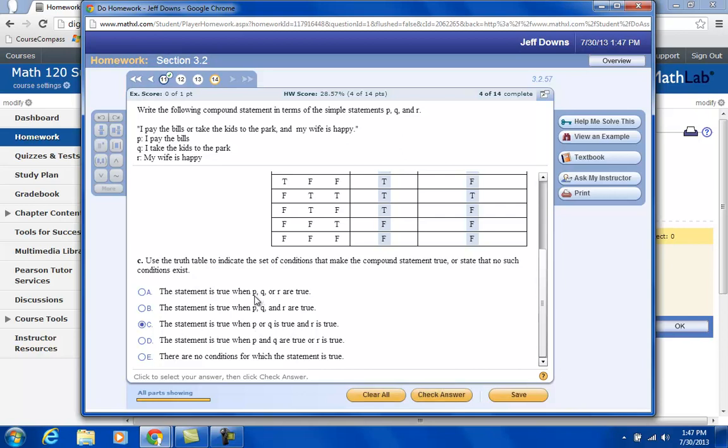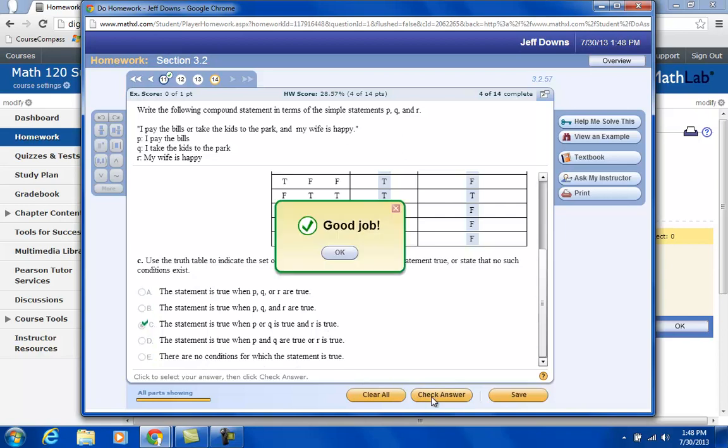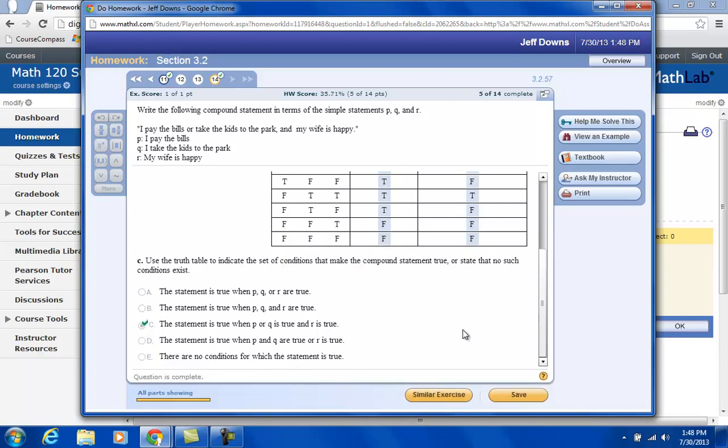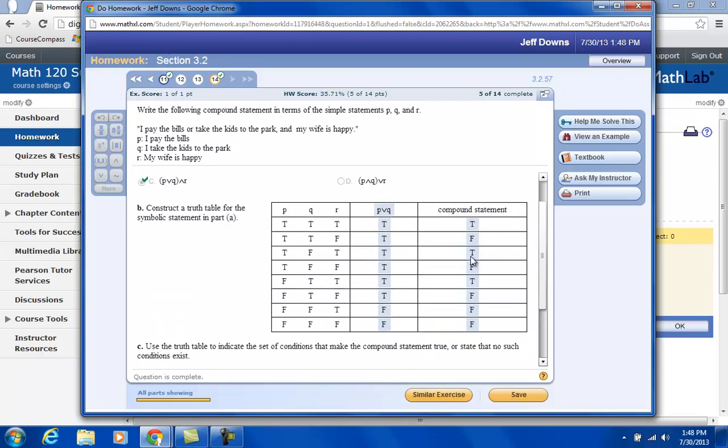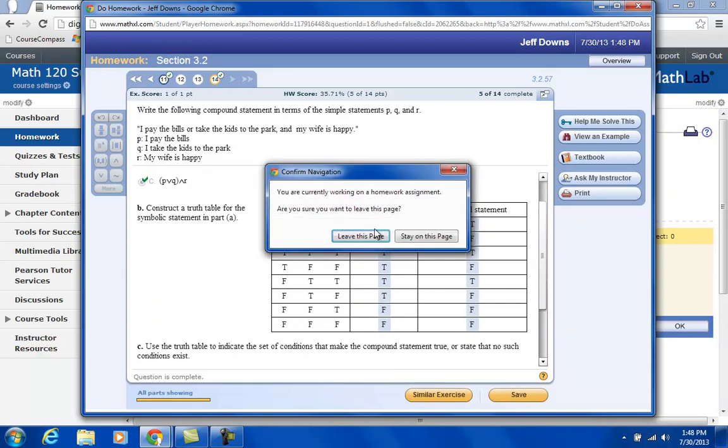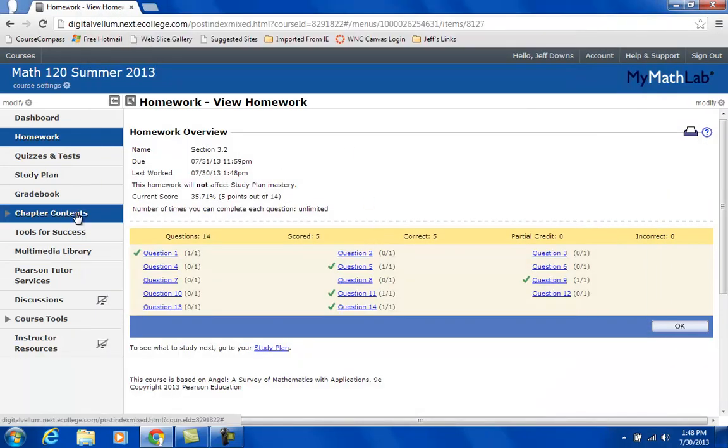See, it's not just when they're all true, because there's a case when P might be false and Q is true, or P is true and Q is false. Oh, this is or. That doesn't work because there are cases when they're both false. This isn't true because one of them can be false. So P or Q is true and R is true. So let's check that. There we go. And that's it for that section. I mean, there's more to do. I've just done a sampling of problems again. So let's go on to 3.3.